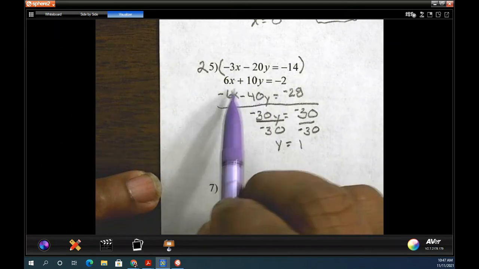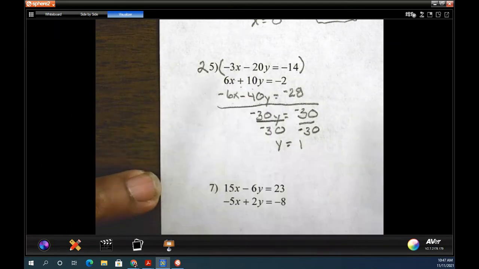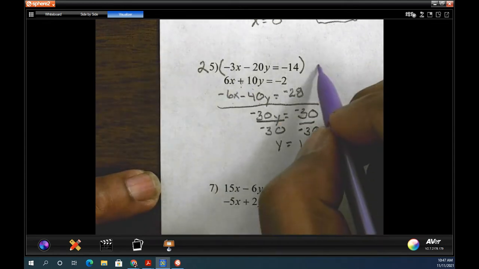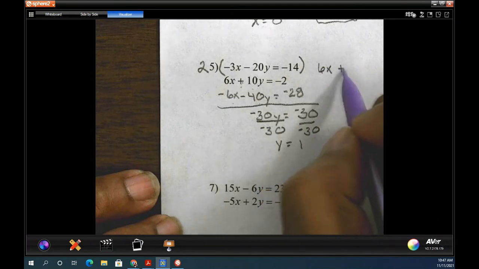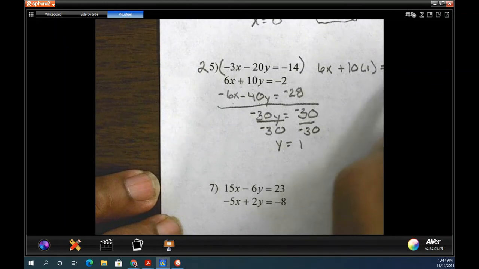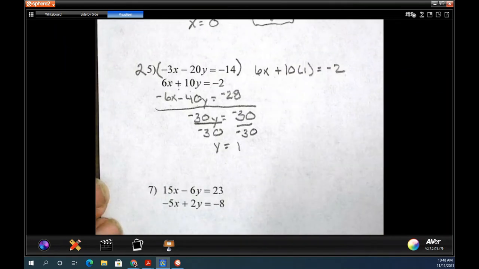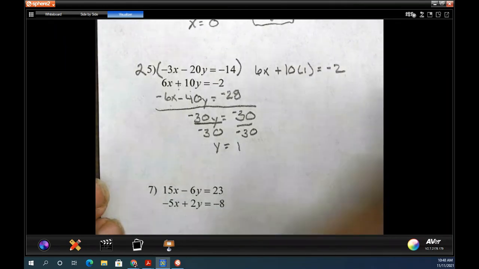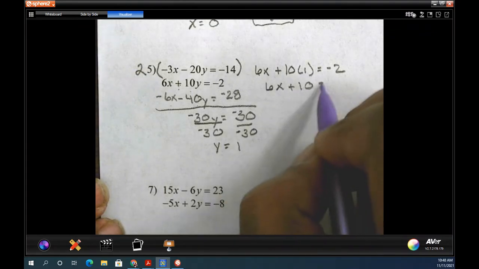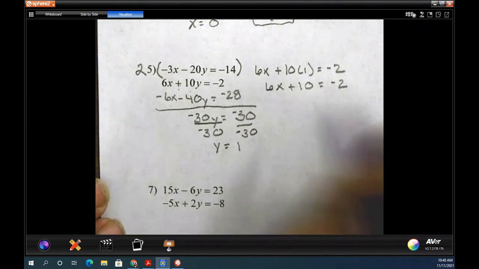I'd rather use this one. Too many negatives up there. So let's substitute it into the second one. This becomes 6x plus 10 times 1 is equal to -2. All right, so this is 6x plus 10 is equal to -2.